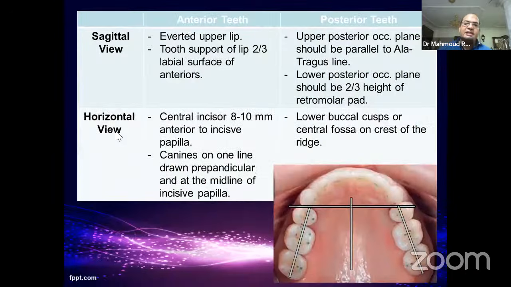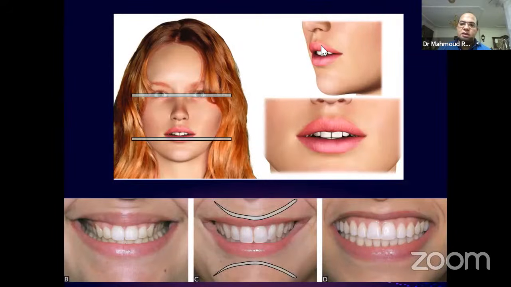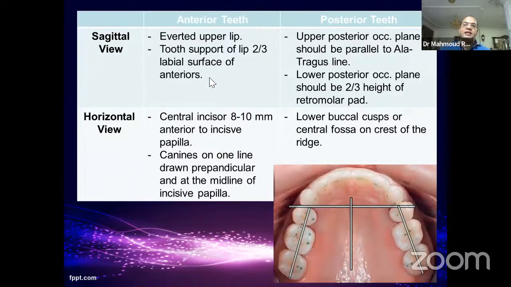Okay, in the sagittal view, anterior teeth, we must have an everted upper lip. Here, this is the sagittal view. We must have an everted upper lip like this, supported by teeth. To support the lip, use 2/3 of the labial surface of the anterior teeth. In posterior teeth, the upper posterior occlusal plane should be parallel to the ala-tragus line. The lower posterior occlusal plane should be 2/3 the height of the retromolar pad.